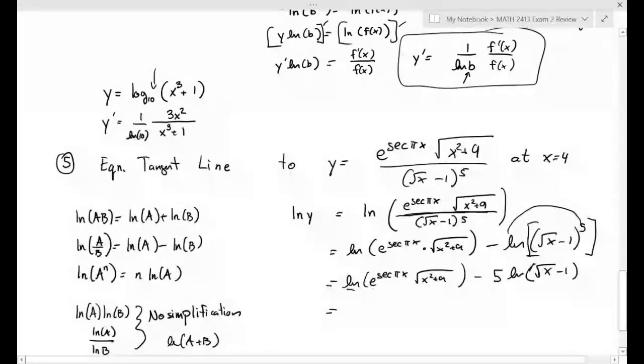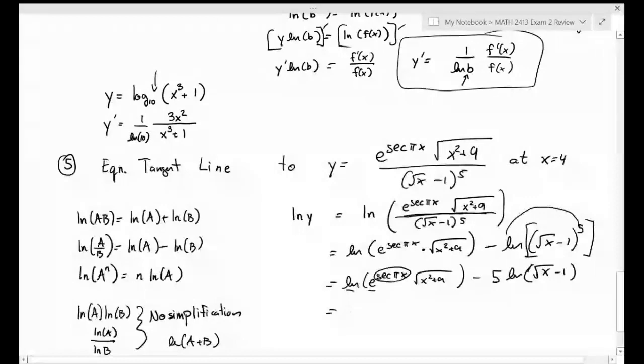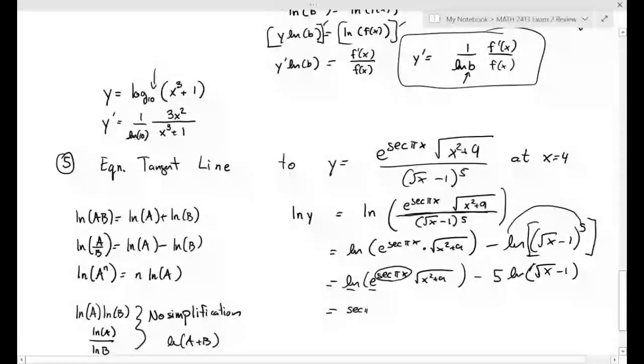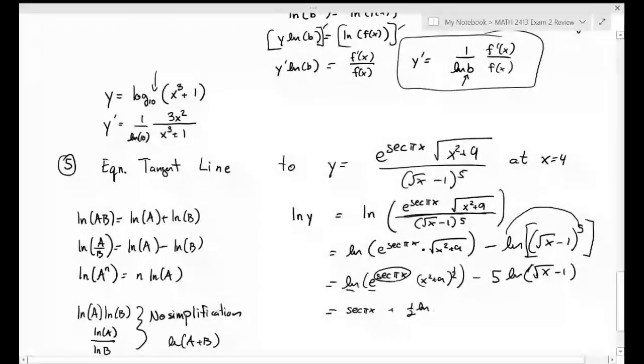All right, but then of course we would get log of e to this function, so we get that exponent in front, and log of e is 1, then plus, and we know that square root is really what power? 1/2. So we'll save some time.